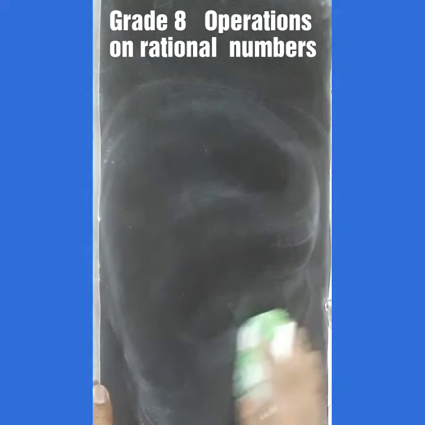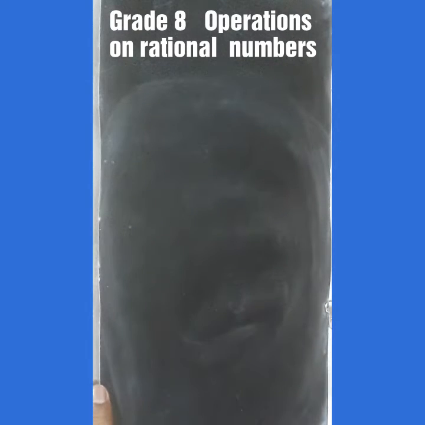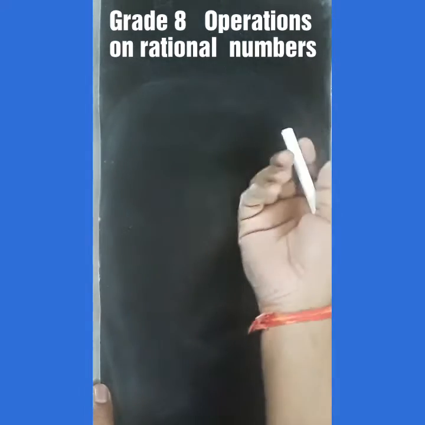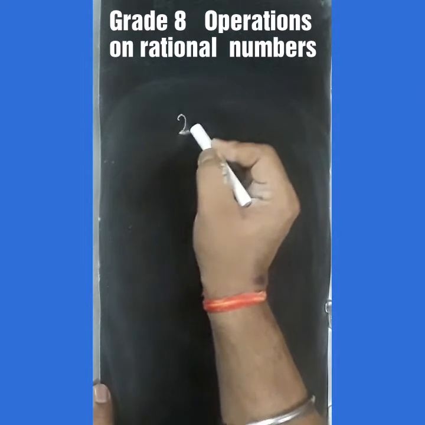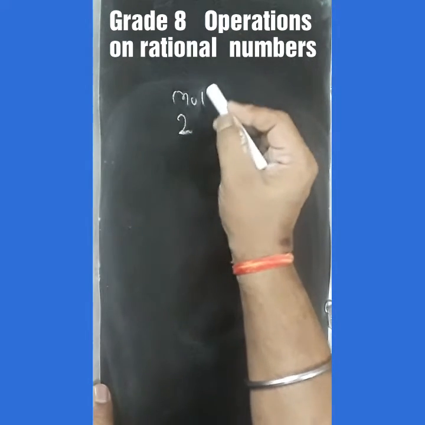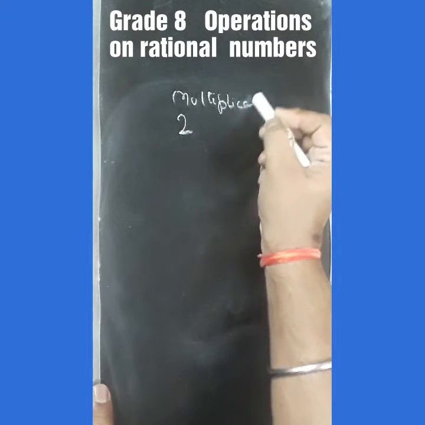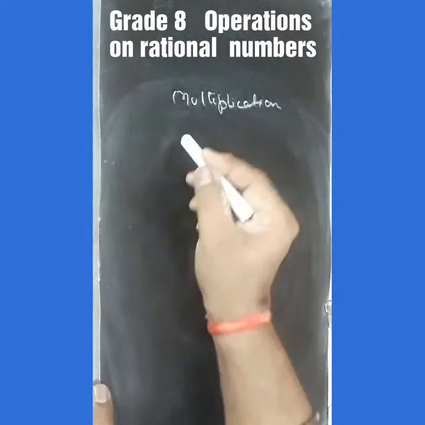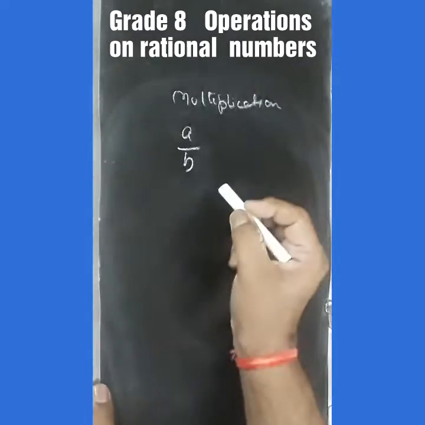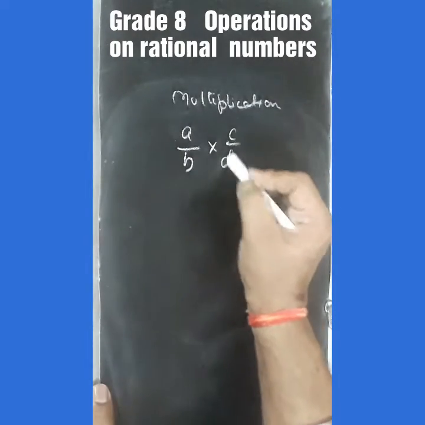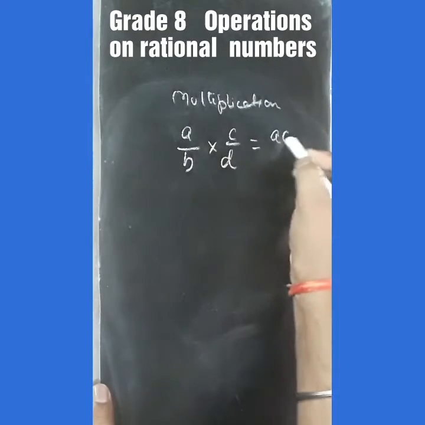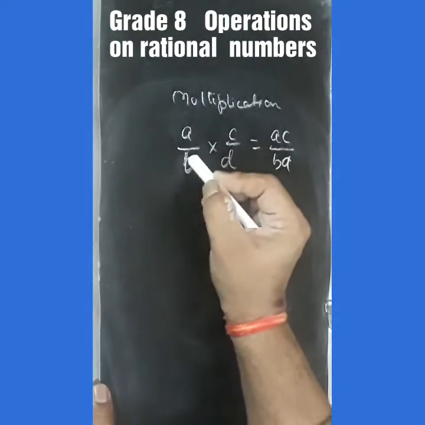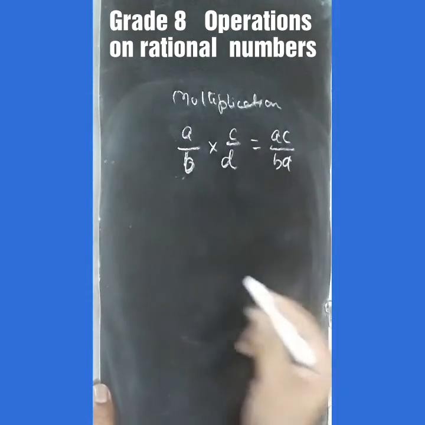Now we are going to see multiplication of two rational numbers. It's very easy to multiply any two rational numbers. Before taking an example, we can see that if we take a upon b as one number and c upon d as the other, simply we will multiply a into c, b into d. If we are able to cancel, we can cancel them also.